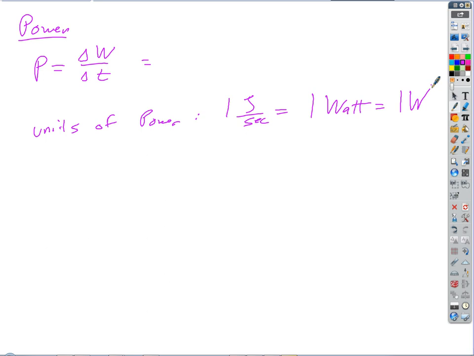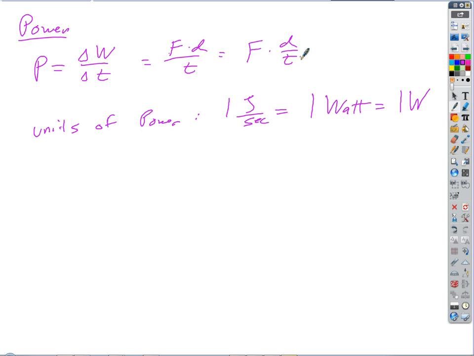Okay, so if power is the rate at which you do work, what's the definition of work? Force times distance. So we could say power is force times distance over time, right? What if it's a constant force? If it's a constant force, we could write that as force times distance over time.